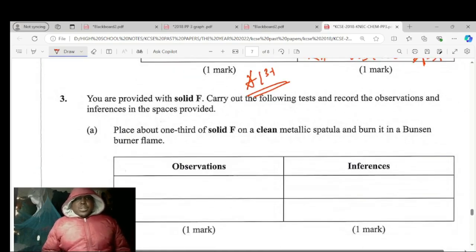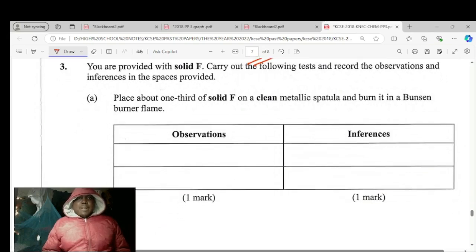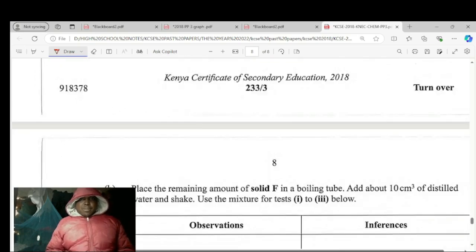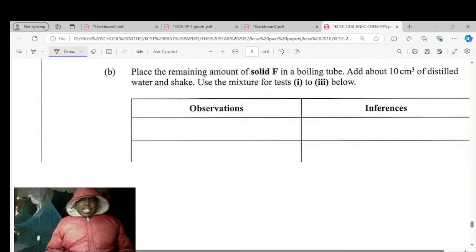You are provided with solid F. Carry out the following test and record the observations and inferences in the spaces provided. Place one-third of solid F in a clean metallic spatula and burn it in a burner flame. So we expected the solid to burn because this is organic. How do you know this one is organic? When you read number 3, you will see we have the reagents that will guide us.